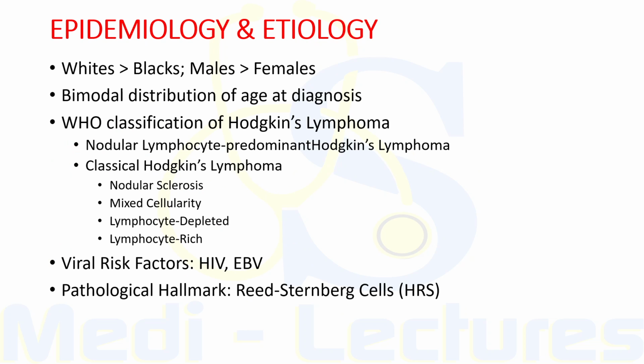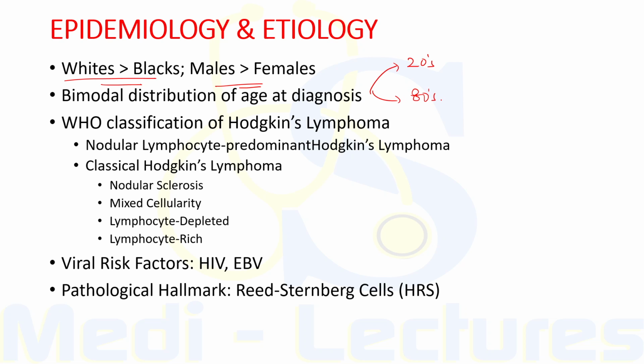When we consider the epidemiology and etiology, it is more common in whites as compared to blacks and more commonly seen in males. It has a bimodal distribution of age at diagnosis, with one peak incidence occurring in patients who are in their 20s and the second peak occurring in patients who are in their 80s.